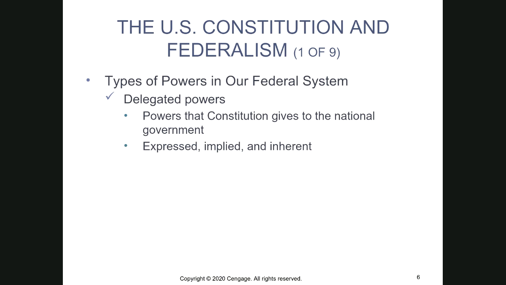Implied powers are going to be powers that are derived from those expressed powers. So they're going to be delegated powers that are assumed to exist in order for the federal government to perform the functions that are expressly delegated. These powers are granted by something called the Necessary and Proper Clause, which is at the end of Article 1, Section 8. It's basically like a, oops, maybe we forgot something clause.